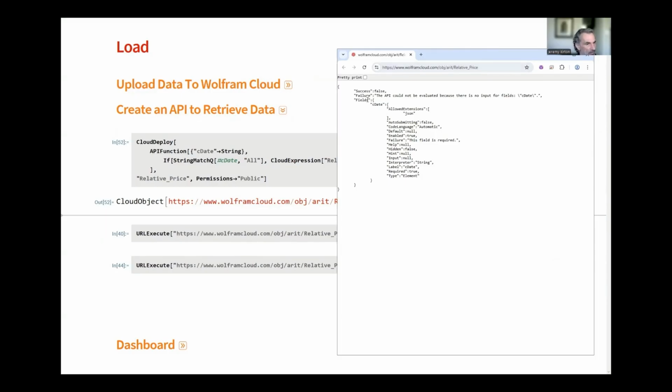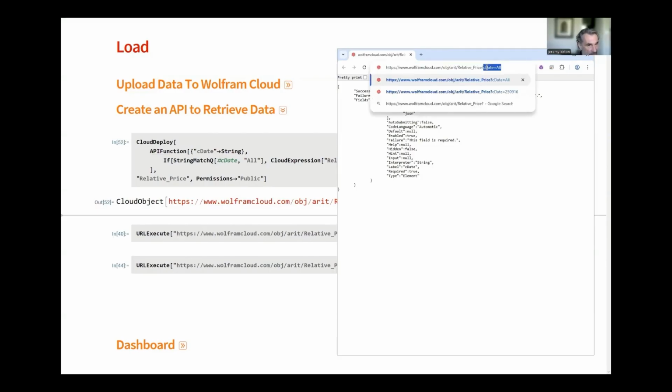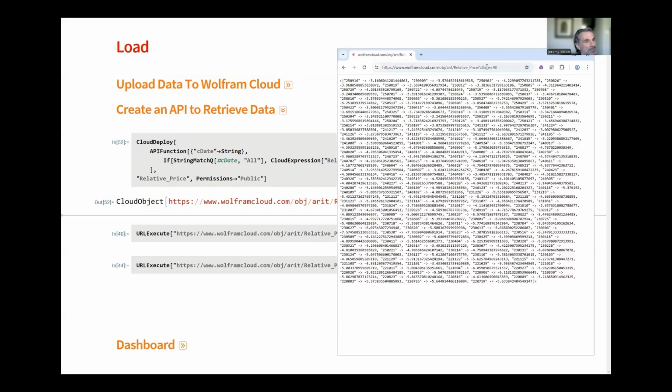It's coming back with a failure because we needed to provide a parameter: what the CDate is. We could ask for all. And then we get all of the time series data back.